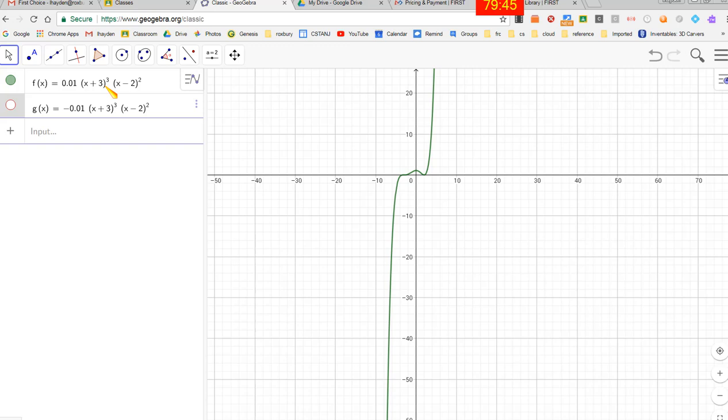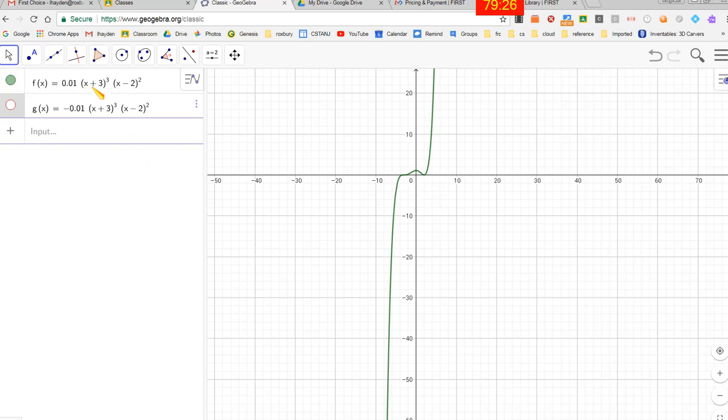For f of x, you can see that we have a positive leading coefficient, and the degree of the function, which is the sum of its exponents, adds up to 5. So that's a positive, odd function. A positive, odd function means that the graph is going to start down and end up, which it does.